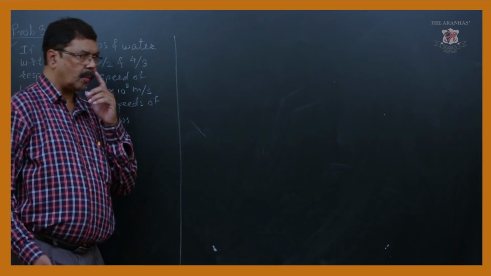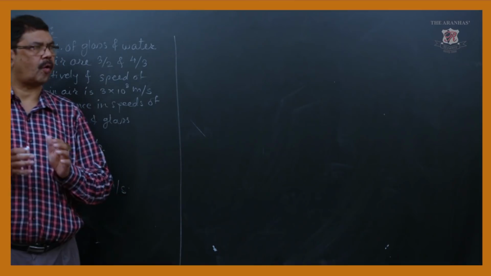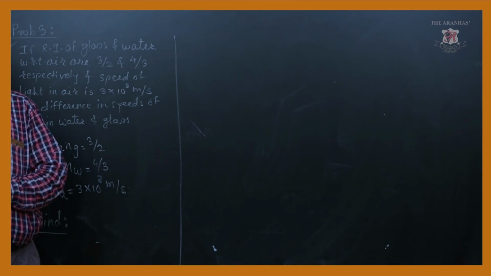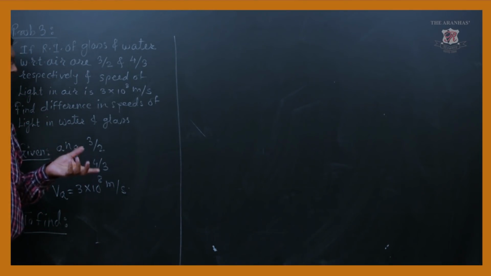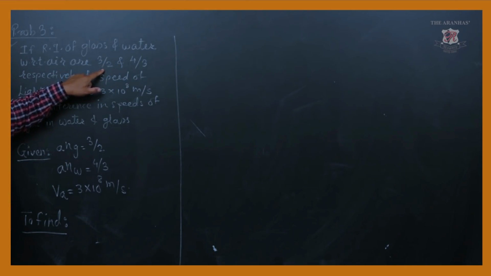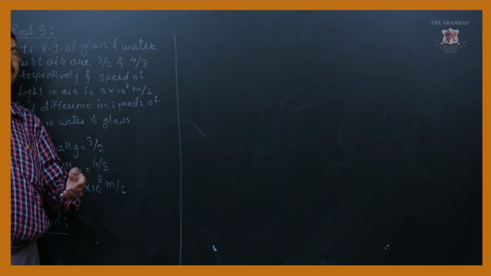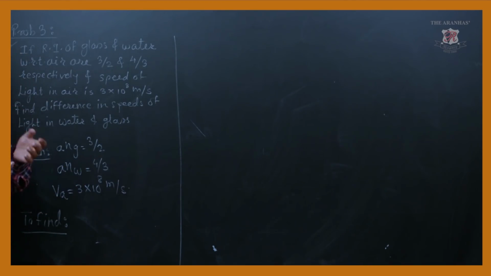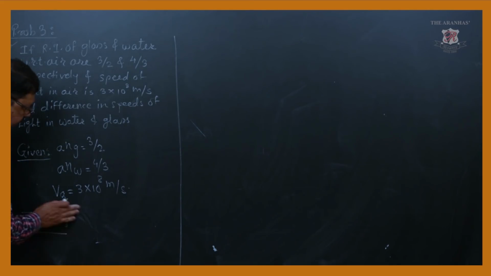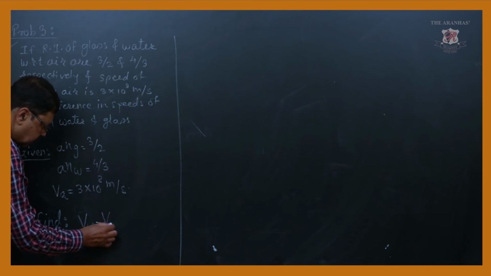Now use your common sense. In which medium light will travel faster, in water or in glass? Water is rarer than glass, or observe the refractive indices. This comes out to be 1.5, this comes out to be 1.33. So water has less refractive index, means light will travel faster in water. When you are supposed to find the difference in the speeds, you will have to find out VW minus VG.